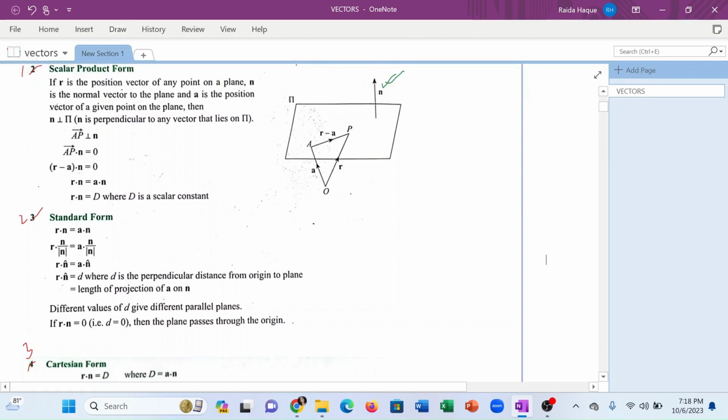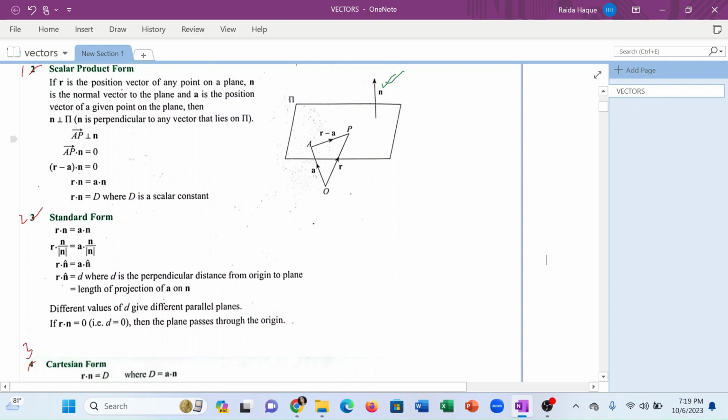So for the standard form, we divide both sides by the modulus of n, and what we get is the unit vector of the normal. So the unit vector of the normal dot r is equal to the unit vector of n dot a. This is denoted by a separate constant d, which is the perpendicular distance from the origin to the plane, or the length of projection of a on n.